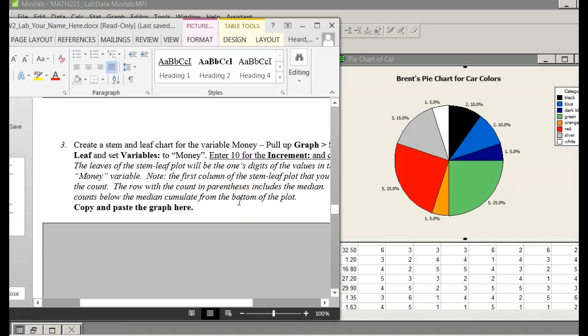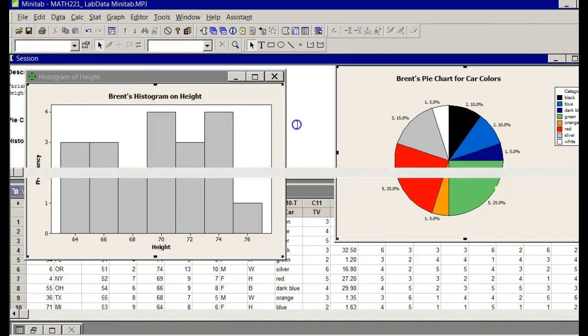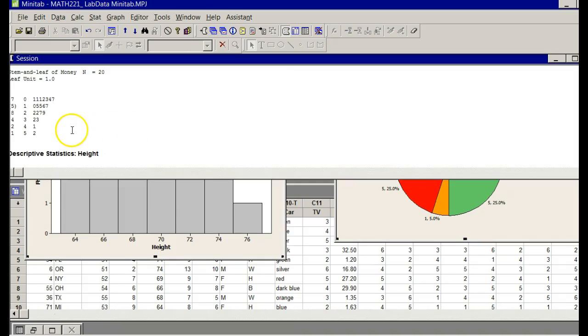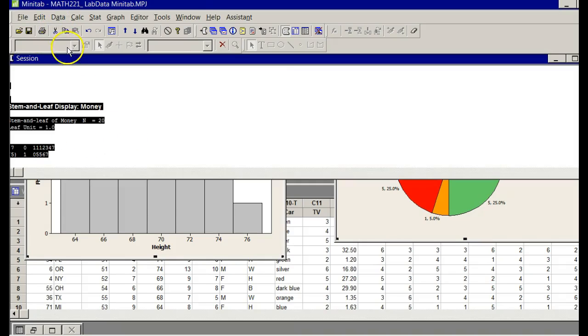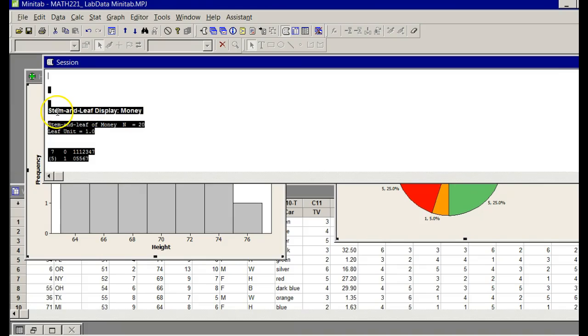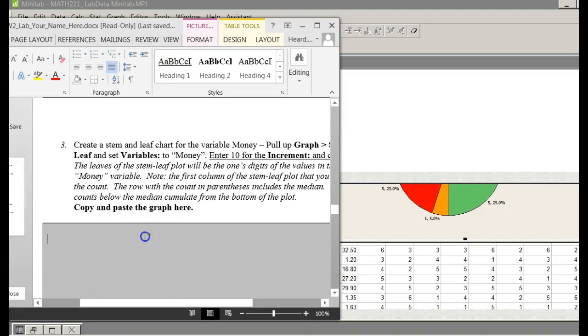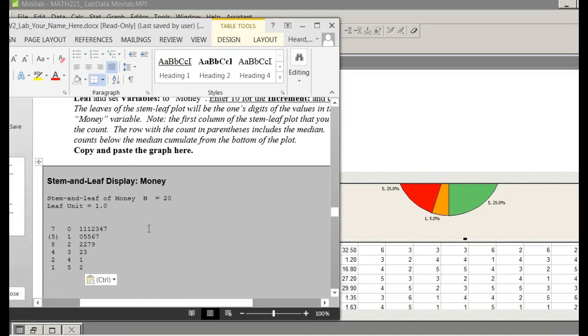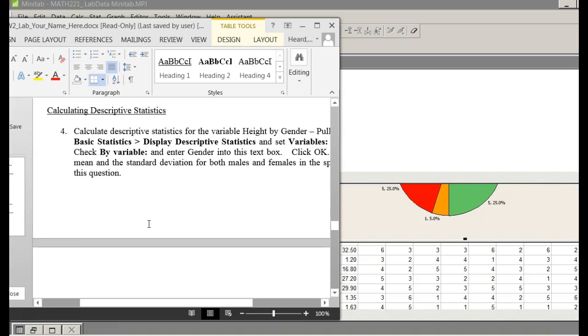Number three was the stem and leaf. Just go into our session window. Scroll up here where we had it. There's my stem and leaf right here. Let's see. Control C. Stem and leaf plot. Boom. There it is.